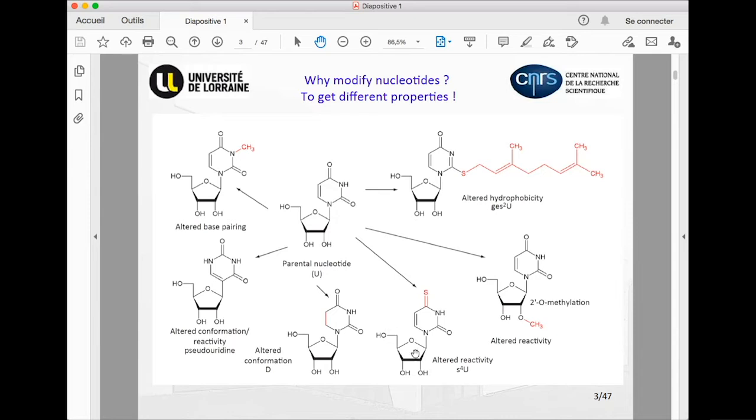And in many cases, reactivity can also be altered. For example, replacement of the oxygen by a sulfur group will change the activity of the nucleotide, or in the case of 2' methylation, the presence of a methyl group at the 2' O of ribose will protect RNA from cleavage under alkaline conditions. And even in some cases, highly hydrophobic residues were found to be attached to RNA, like this aliphatic group, and this will, of course, also modify hydrophobicity.